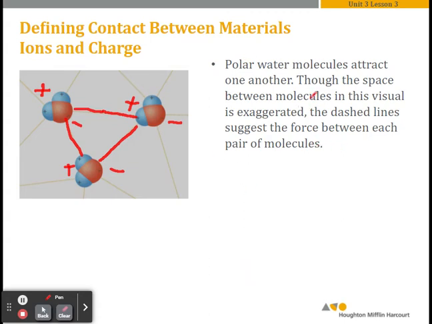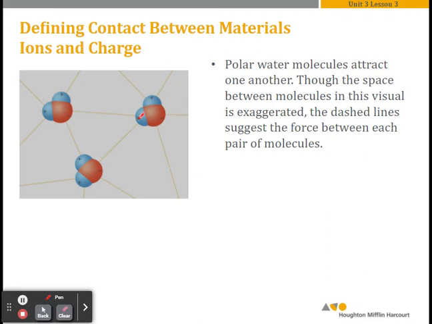If you've ever done a belly flop in a swimming pool, or if you've ever gone water skiing and fallen and bounced off the water, you've experienced how water molecules will stick together, and it takes some force to break them apart. Though the space between molecules in this visual is exaggerated, in other words, the molecules should be much more packed together, the dashed lines suggest the force between each pair of molecules.